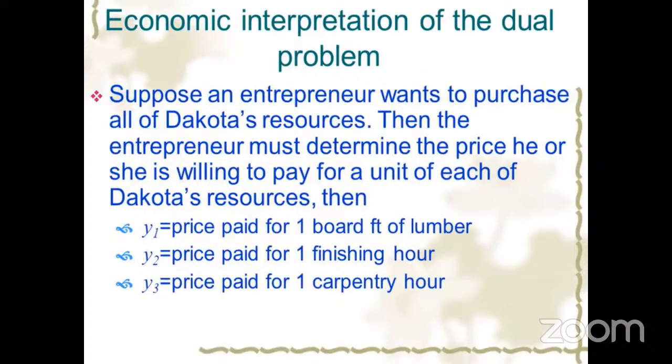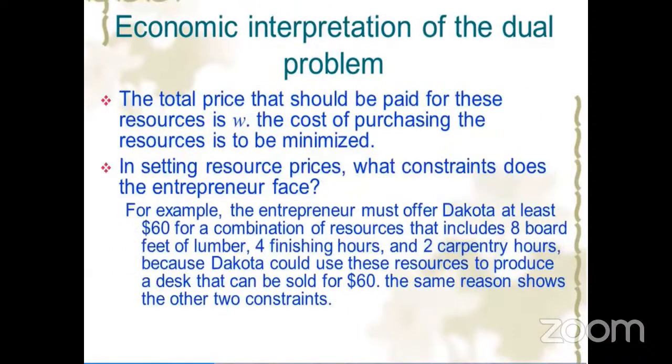Suppose an entrepreneur wants to purchase all the Dakota's resources, then the entrepreneur must determine the price he or she is willing to pay for a unit of each of the Dakota's resources. Then Y1 equals the price paid for one board feet of lumber, Y2 the price of one finishing hour, Y3 one carpentry hour. And the total price that should be paid for these resources is W. The cost of purchasing the resources is to be minimized. That is actually the problem. Economic interpretation of the dual problem actually.